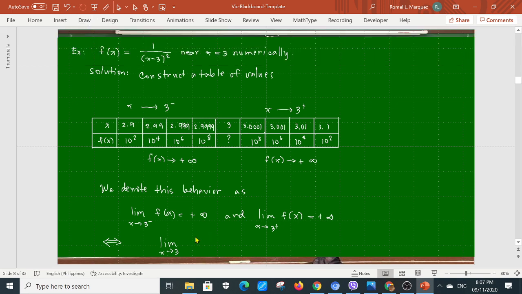You can have it if you want: the limit of 1 over (x minus 3) quantity squared equals positive infinity. It's alright if you write just infinity. Positive infinity or infinity, just the same. I'm just used to you writing positive infinity.